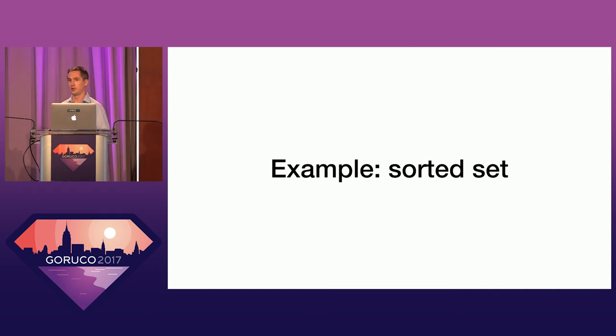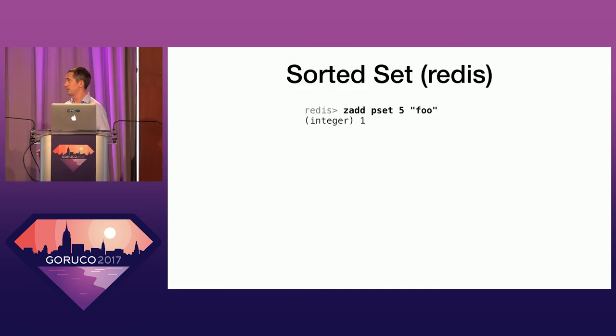A sorted set. So with a sorted set, you have a bunch of members, they have scores, you want to rank them. This is good if you have a game and you have a bunch of players and you want to show the top 10. If you want to see the top 10 slowest application servers in your infrastructure, or you want to rank a message board, whatever. So in Redis, this is great.